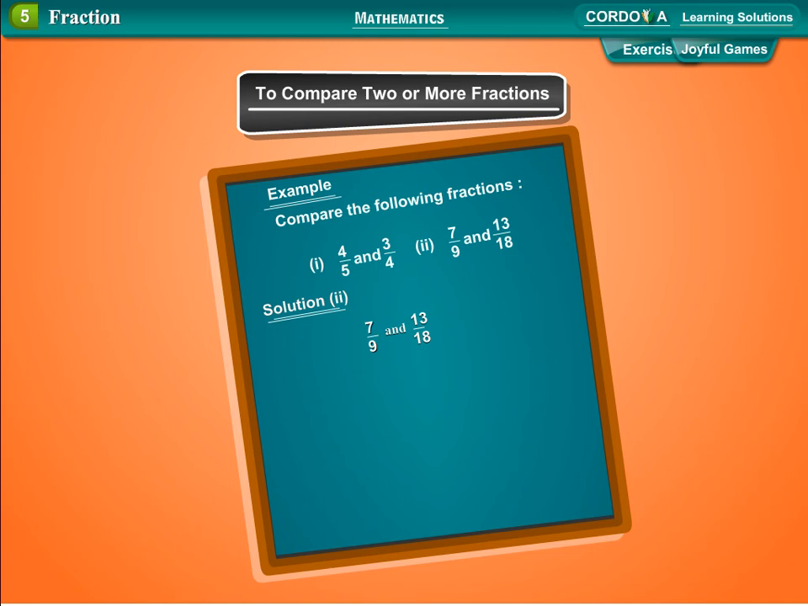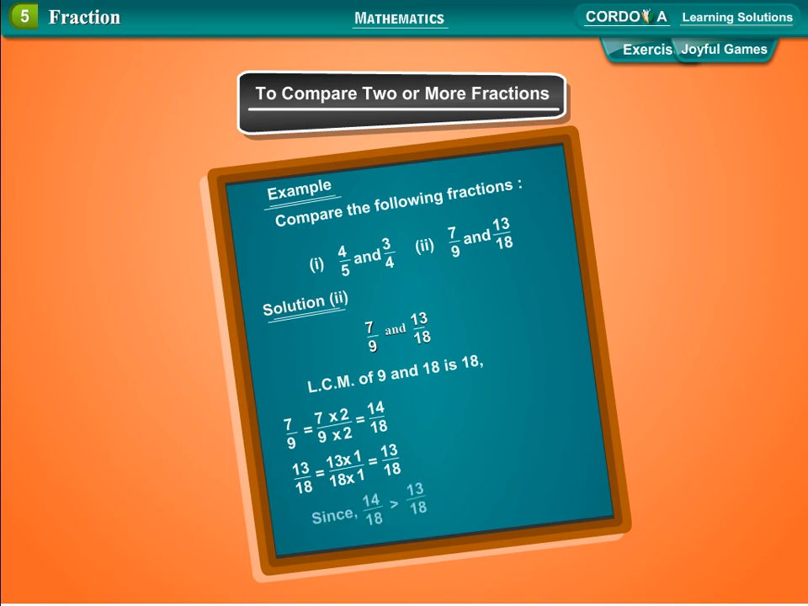7/9 and 13/18. LCM of 9 and 18 is 18. 7/9 is equal to (7 × 2)/(9 × 2), which is equal to 14/18. 13/18 is equal to (13 × 1)/(18 × 1), which is equal to 13/18. Since 14/18 is greater than 13/18, therefore 7/9 is greater than 13/18.